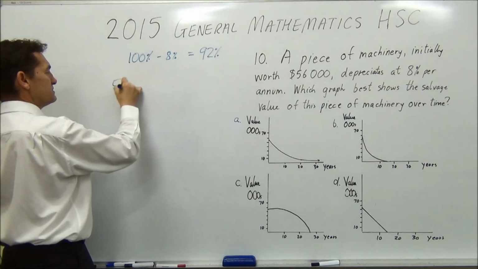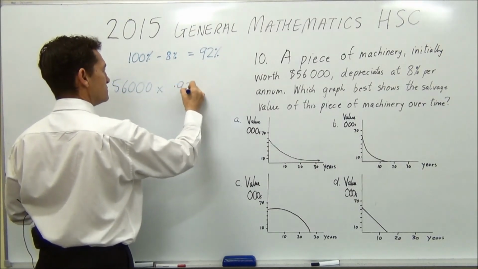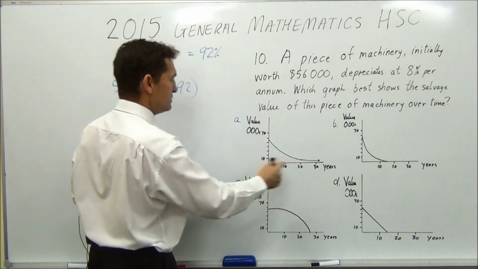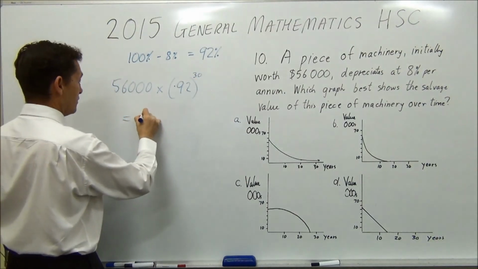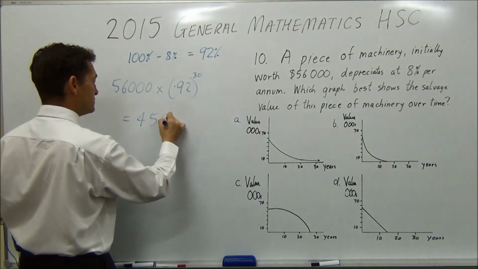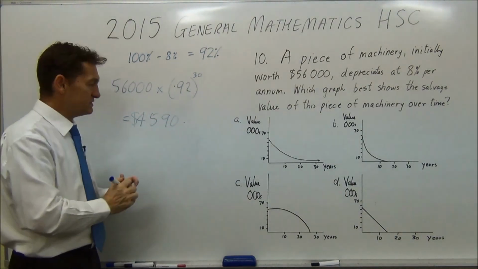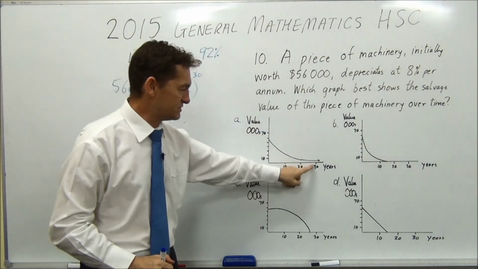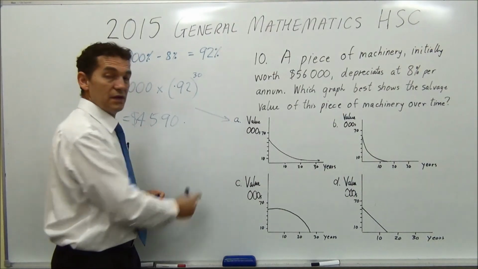So you go 56,000 times 0.92 to some power. The graphs are for 30 years, so let's do it to 30. And what do you get? You end up with $4,590 and a few cents. So you've still got money on it after 30 years. So the only graph where there's still money on it after 30 years is A. And that's your answer.